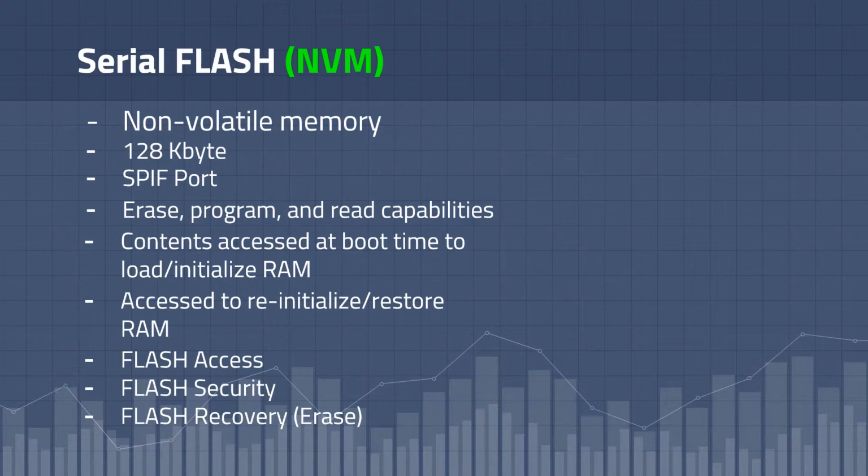At boot time, the flash contents are accessed in order to load or initialize RAM for the program's execution. Flash is also accessed in order to reinitialize or restore RAM that had been unpowered during sleep. The serial flash can also be accessed through the program control, and it includes an SPI serial interface with 13 MHz maximum clock. A driver for flash access is available and can be integrated with the user's application. This is for erase, program, and read.